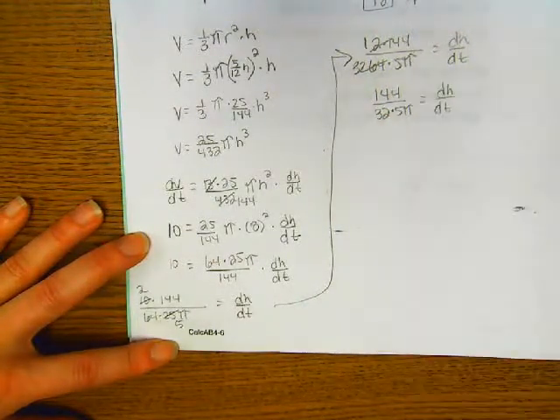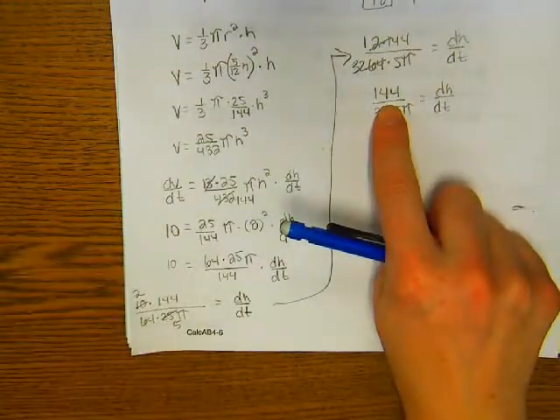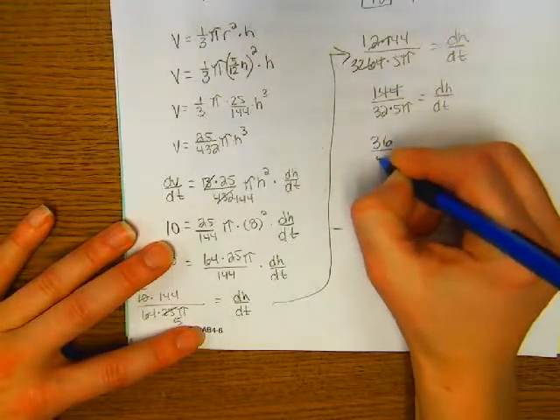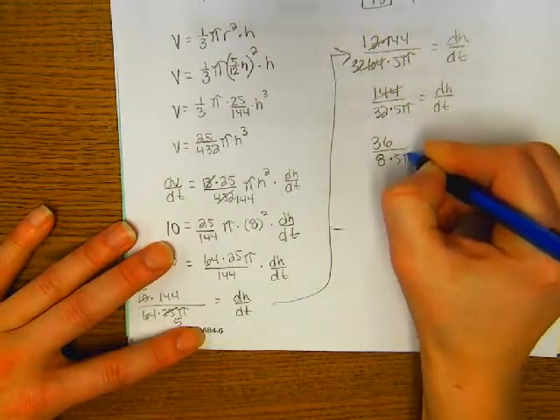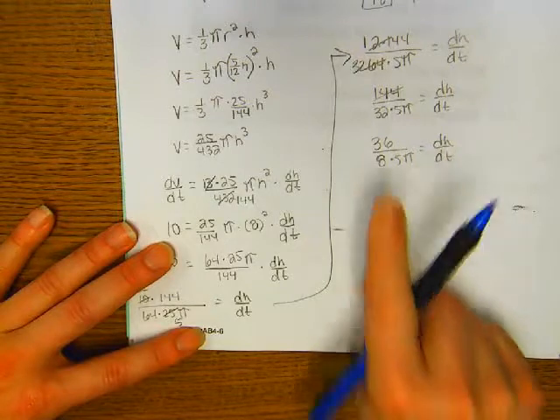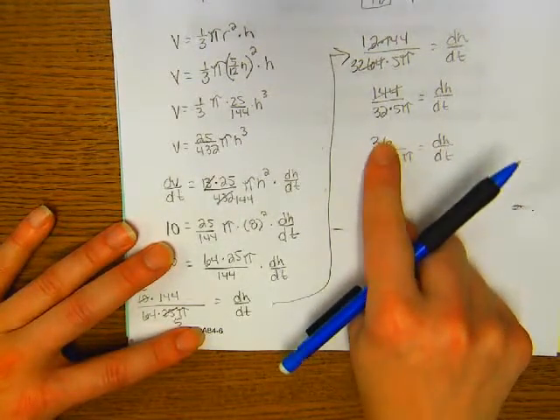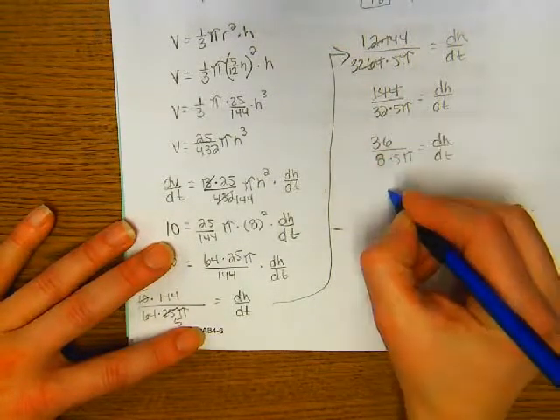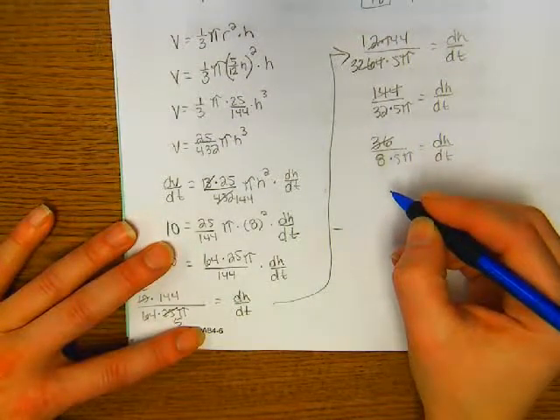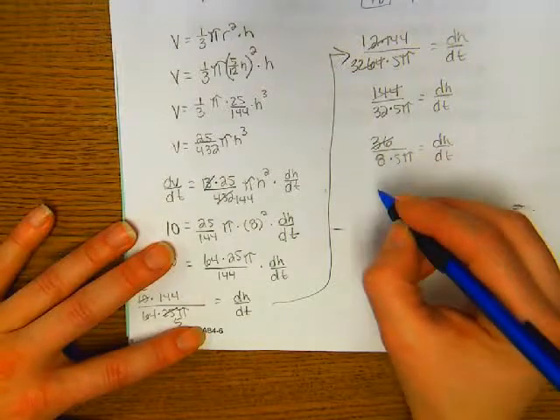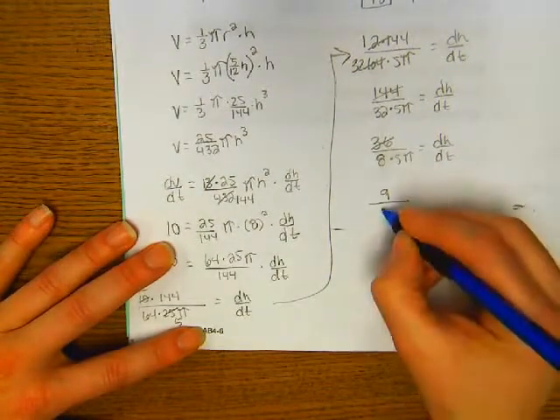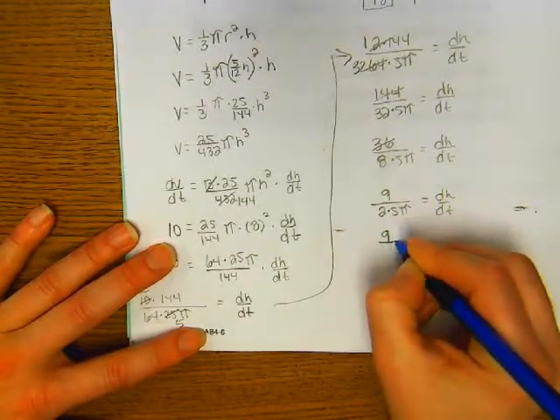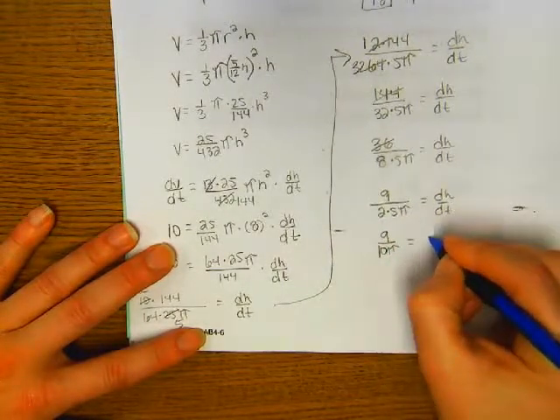Should we take a 4 out of 32 and 144? All right, let's take a 4 out. So 36 over 8. I think we can take something else out, can't we then? Yeah. You can take a 4 out again. Take a 4 out again. 36 divided by 4 is 9. What's 8 divided by 4? That one's 2. Yay, look at this. I think we did it. All right, what do we have? 9 over 10 pi, and the pi is on the bottom, equals dH dt.